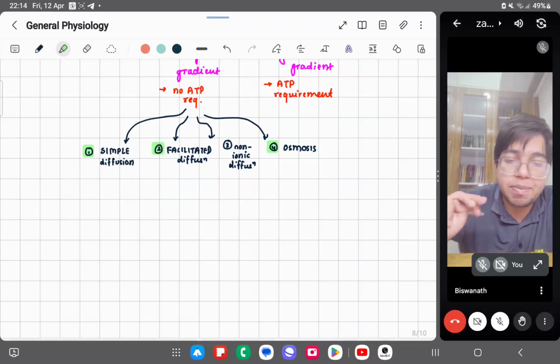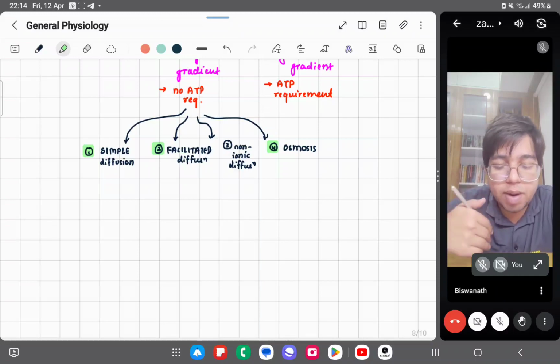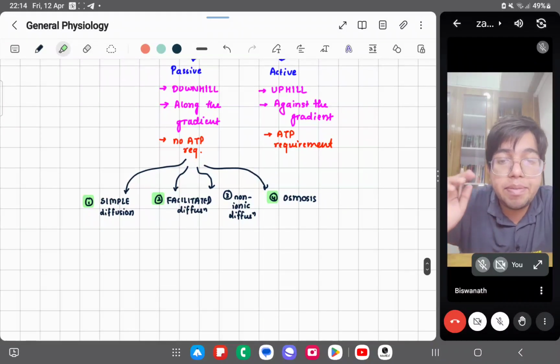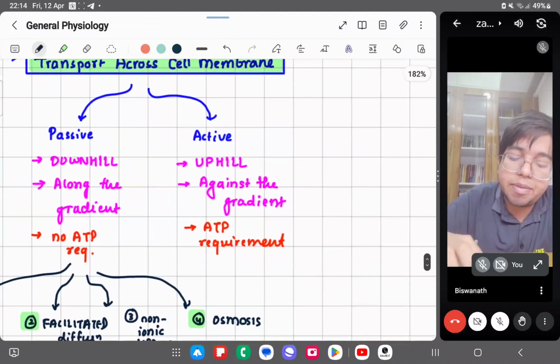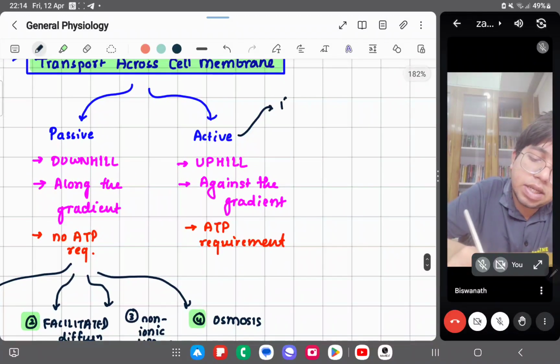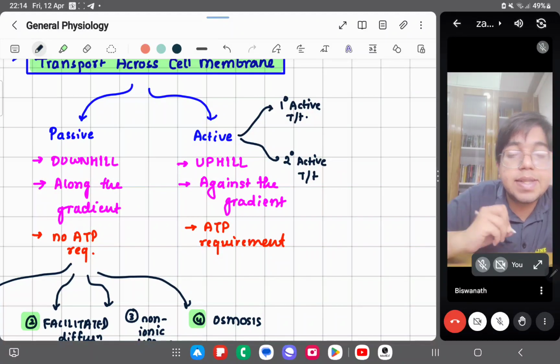We have three examples of non-ionic diffusion. We'll remember this at that time when I will teach you one by one, right? And active transport is of two types. You might have known this. There's a primary active transport, or it may be a... this is not treatment, this is transport. Okay, don't get confused, right? Primary and secondary active transport.